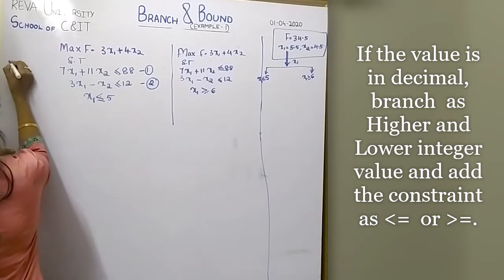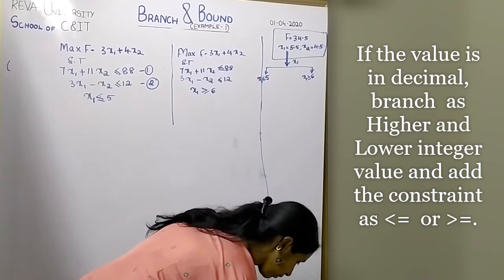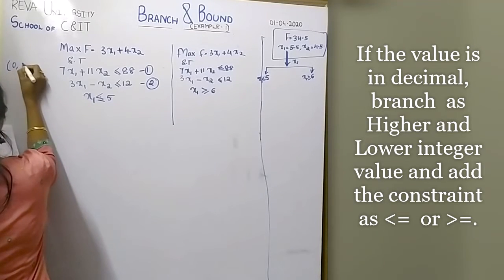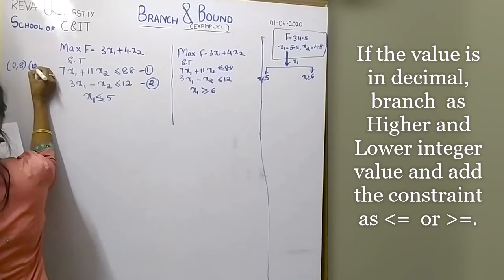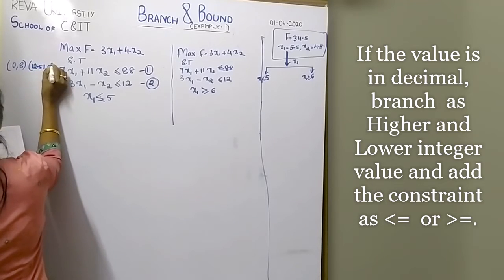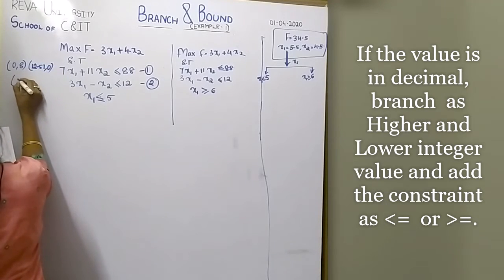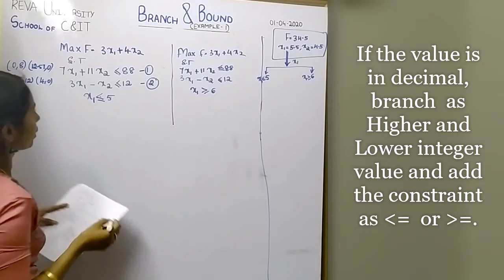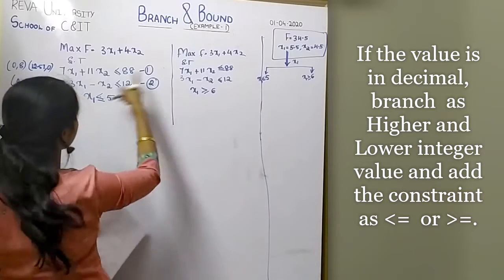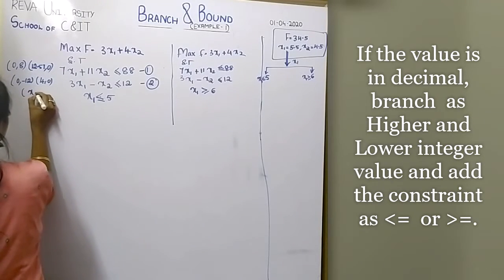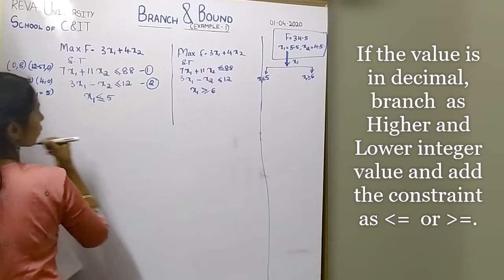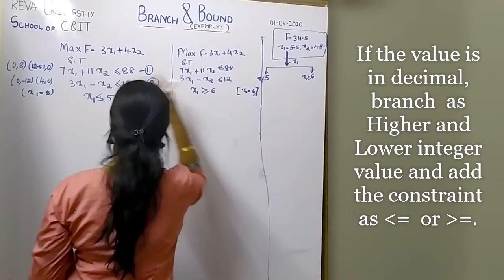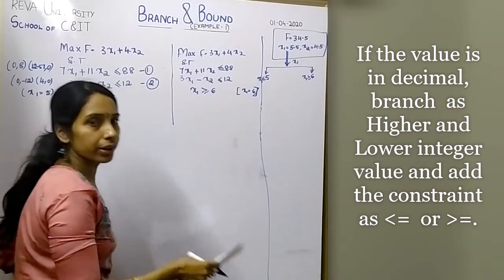So now from this equation we got the points 0, 8 and 12.57, 0. From this equation we got 0, minus 12 and 4, 0. Correct? Same thing is applicable here also. This equation says x1 is equal to 5. So this equation says x1 is equal to 6. Rest all these points are applicable here also.